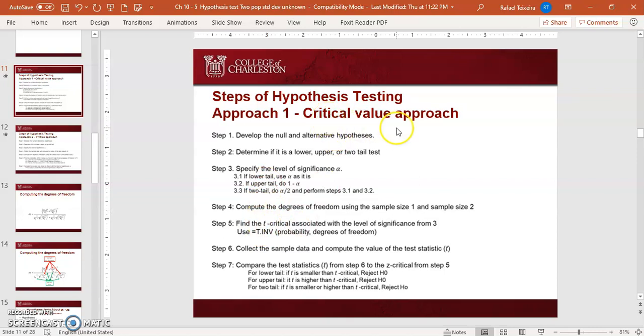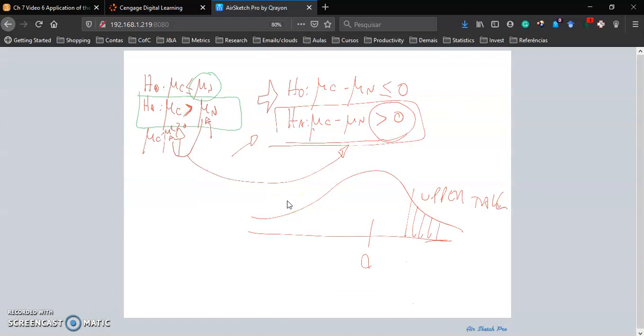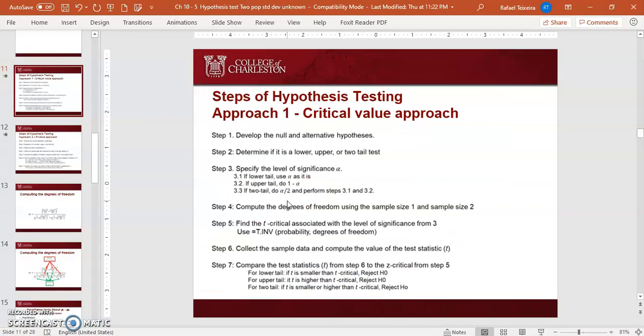Remember, this is a critical value approach. In the critical value approach, let me remind you, let me draw here. In the critical value approach, I'm going to have a critical region. This is called the critical region, where I reject the null hypothesis. So I'm looking for the t value that goes here and gives me the critical region. This is what we're doing. This is steps 3, 4, and 5.